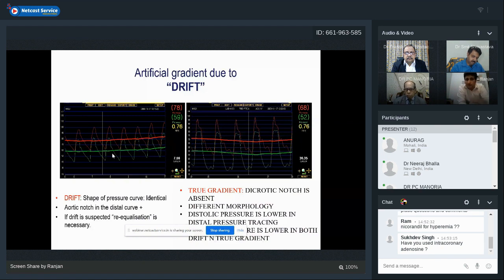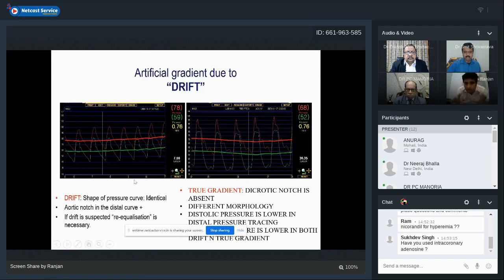That's why it's very important for us not to look at the number, but to look at the screen. First identify the waveform, and only then look at the number. In the second one, there is a systolo-diastolic difference, and the second wave does not have an incisura. The waveform is very different from the first, and the second one is a true positive 0.76 FFR. The first one is not. So it's very important to look at the images and not just the number. If there is a drift, it is a problem of equalization. You need to pull your wire back, equalize, and start again.